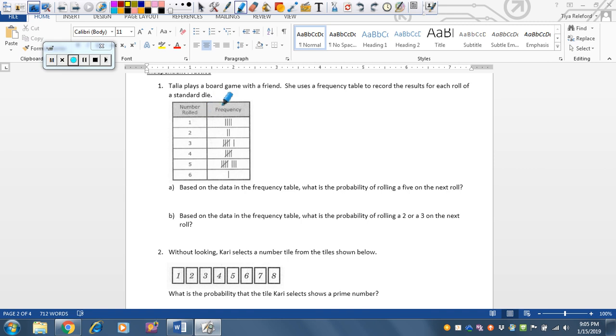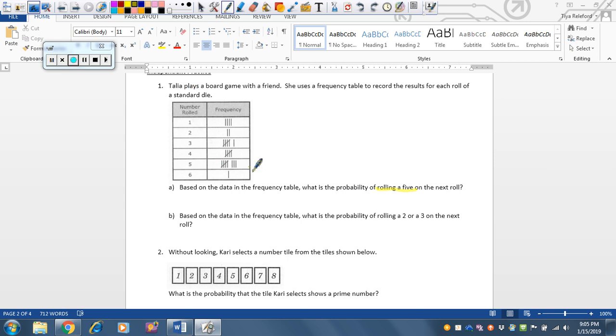Number 1 says, Talia plays a board game with a friend. She uses a frequency table to record the results of each roll on a standard die. So you could get 1, 2, 3, 4, 5, 6, and this is how many times it happened. Based on the data in the frequency table, what is the probability of rolling a 5 on the next roll?